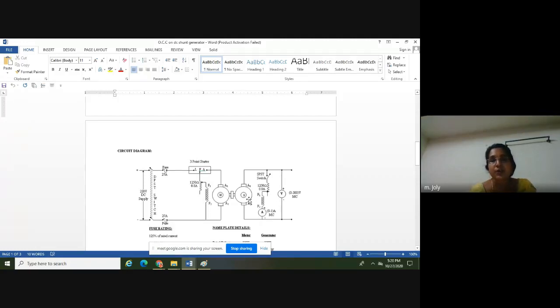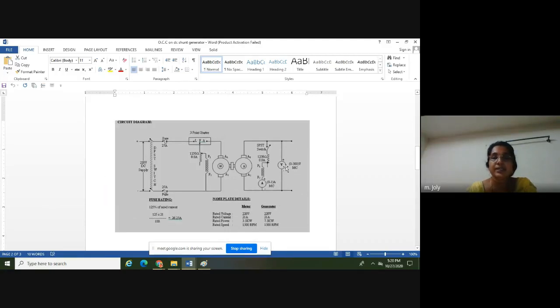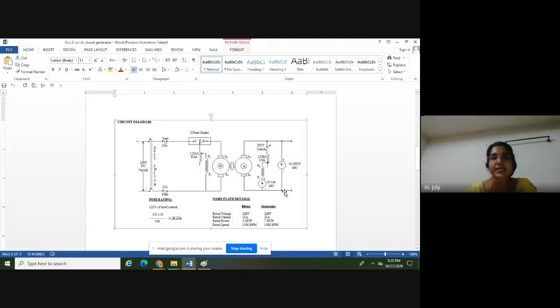Generator connections: A1 and A2 are the armature connections. Then here is the generator field rheostat. You can see this is the field rheostat, kept in the maximum resistance position. The arrow mark is here, so that is the maximum resistance position. Now you can see this is connected to a voltmeter, and an ammeter is there. The ammeter is connected in series and the voltmeter is connected across this. These voltmeter and ammeter readings only we are going to take.